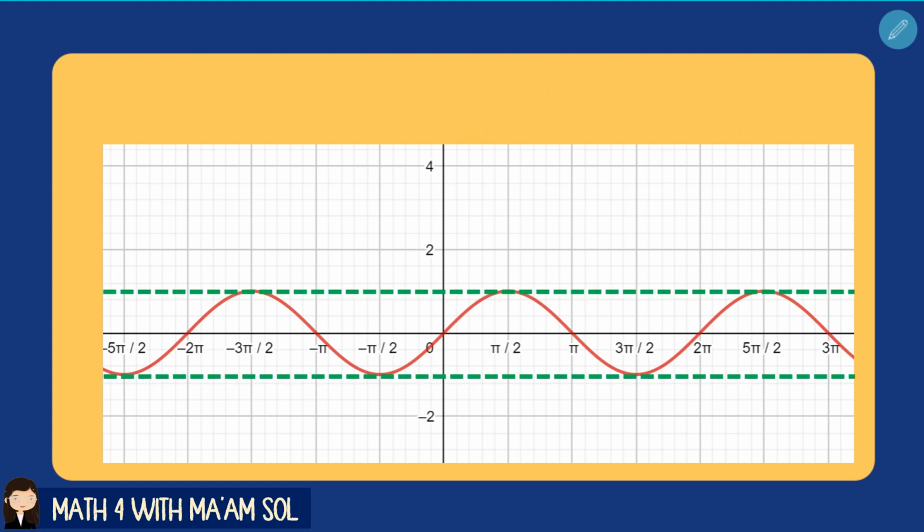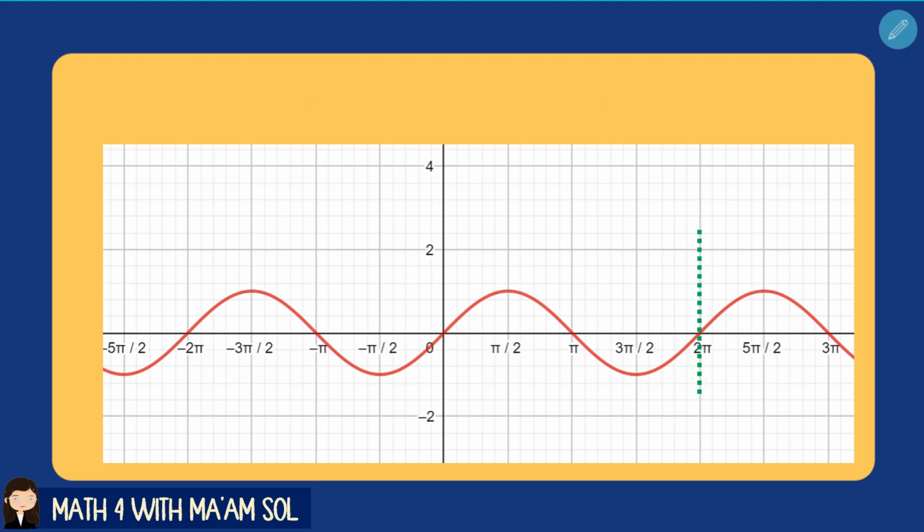What about its range? Does it also extend indefinitely upward and downward? We don't see such case here. We know that the minimum value is -1 and the maximum output value is +1. Thus, the range of y equals sine x is from -1 to +1 inclusive. Let us now go to its period. When we look at the graph, we know that it will keep on repeating itself after 2 pi. Thus, the period of the graph of sine x is 2 pi.